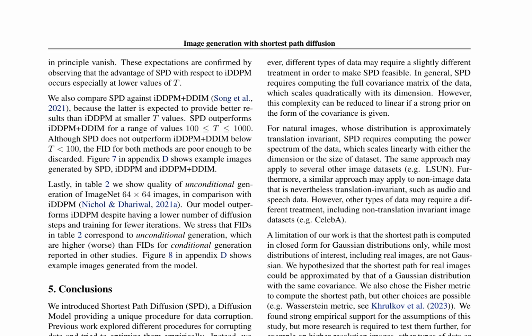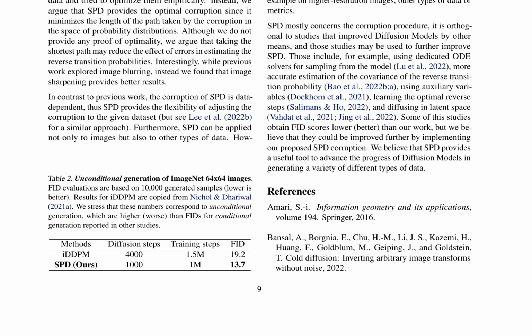The authors compare their model with IDDPM and IDDPM plus DDIM, demonstrating that SPD outperforms both models in terms of FID scores, especially at lower values of t. They also show unconditional generation of ImageNet 64x64 images, where SPD achieves better FID scores than IDDPM despite having fewer diffusion steps and training iterations.